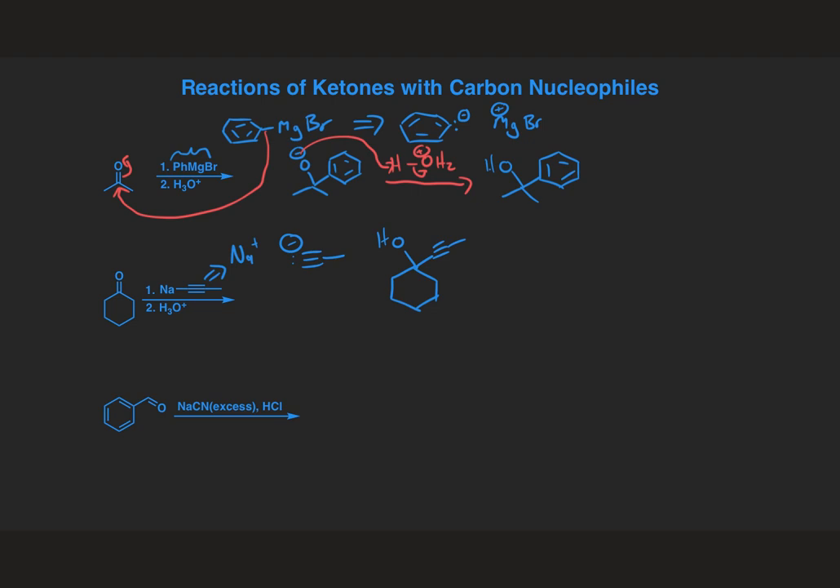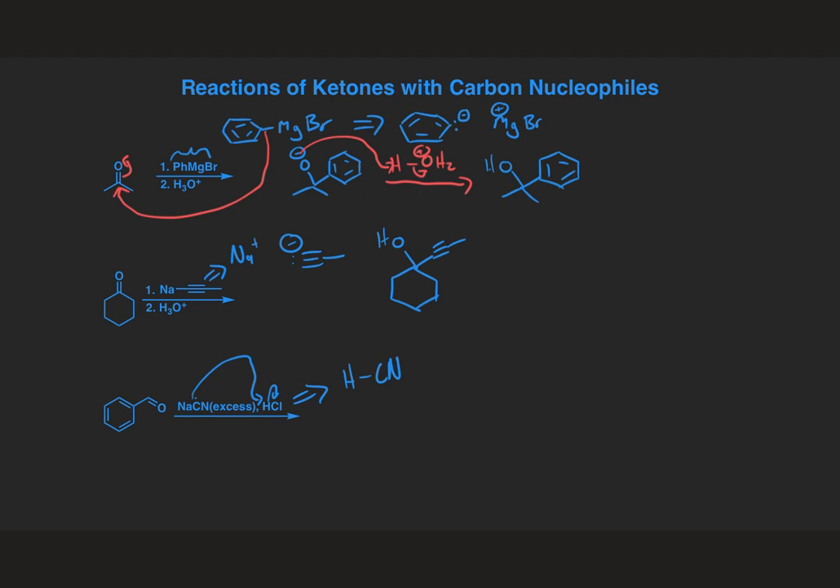The first thing that happens when you mix these two reagents together is that the cyanide gets protonated. And so we have some electrons on cyanide that are going to pick up a proton from HCl and give HCN here. So that's why we need excess cyanide, because the first equivalent is getting protonated.